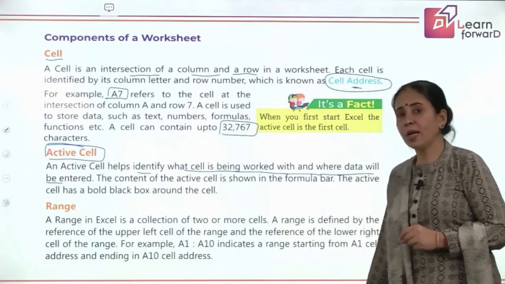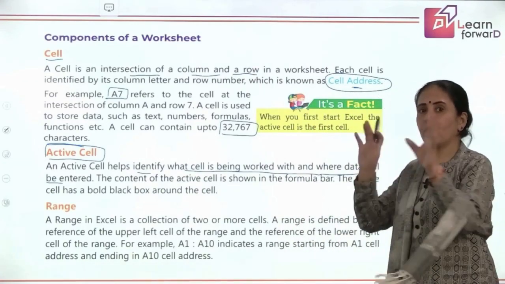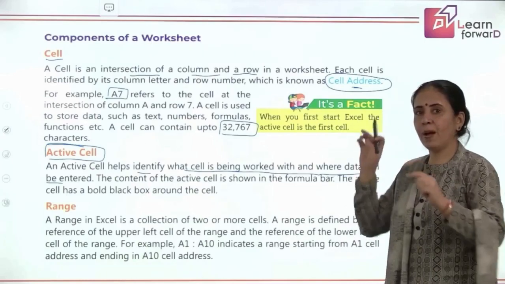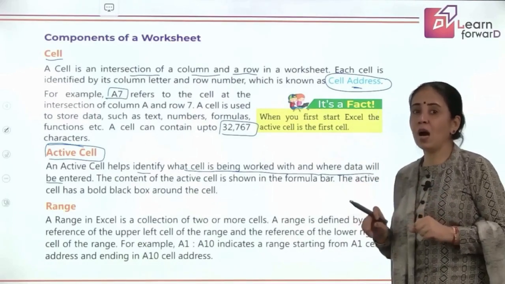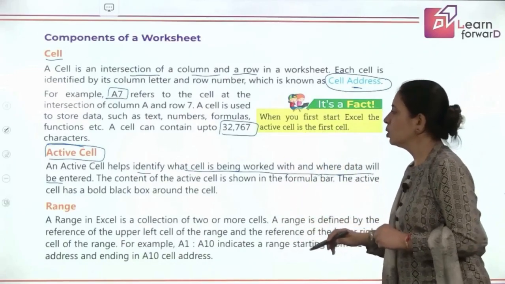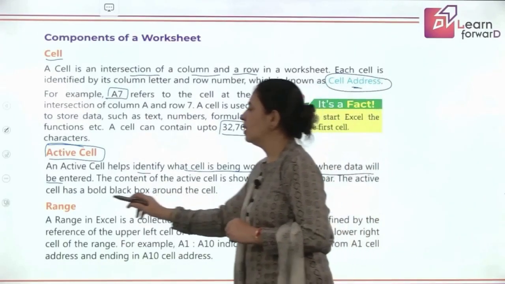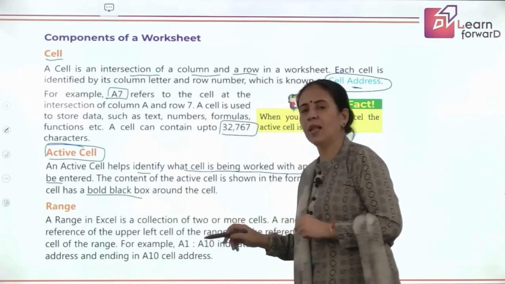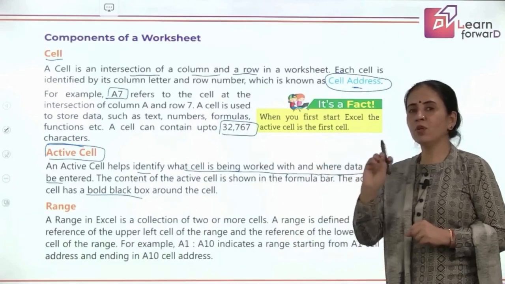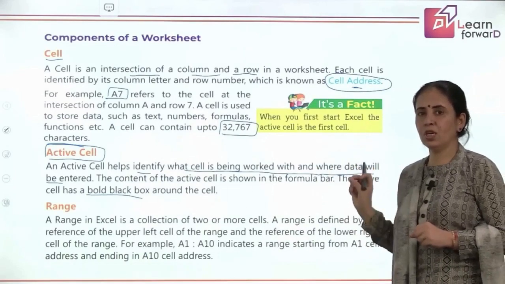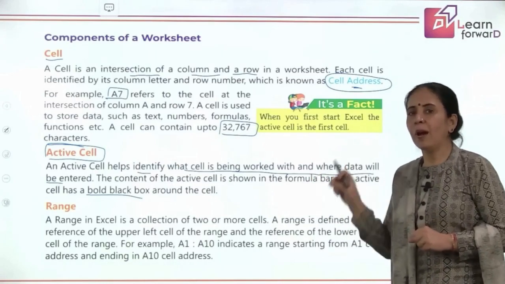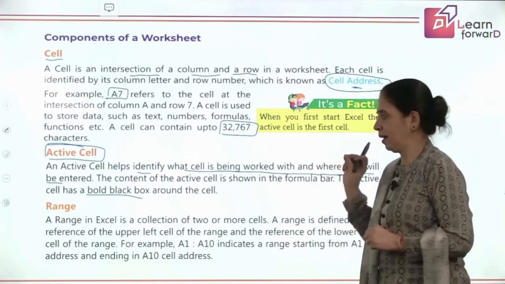And how will you recognize the active cell? If you look at the worksheet, you will find one cell which has a boundary of dark black color, which is different from all other cells. That cell tells you that it is the active cell, and you can change the active cell, children. If you hover the mouse on the sheet and click wherever you take the pointer, that particular cell becomes the active cell.